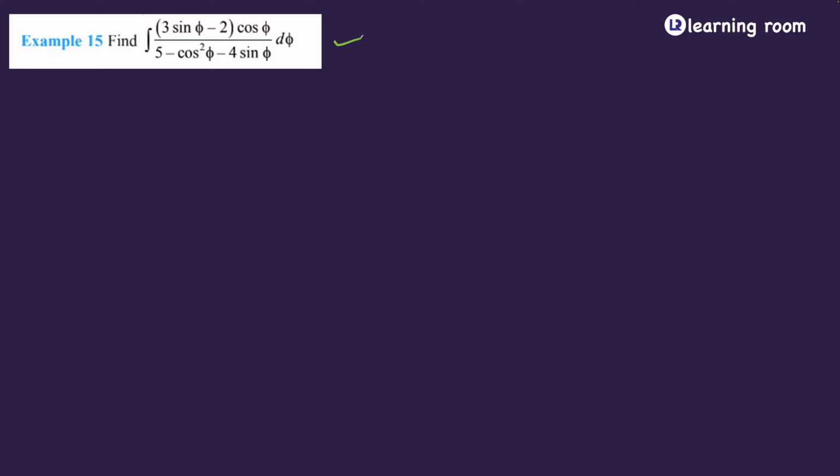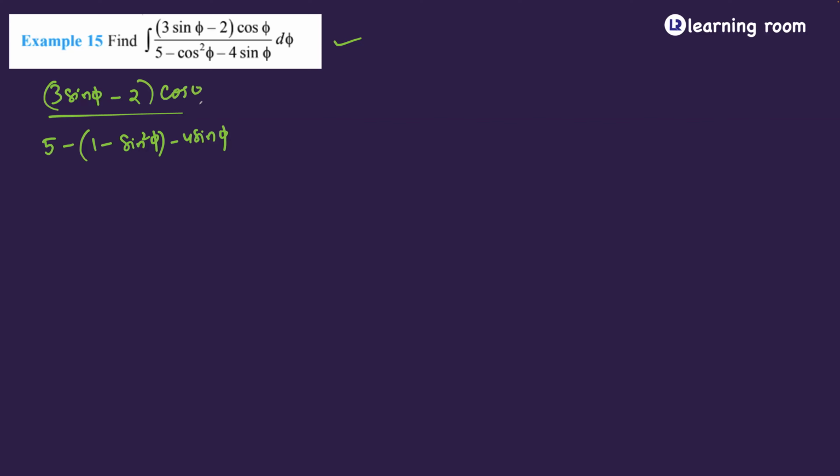One thing I'm able to understand is that since cos square is there, it is a quadratic polynomial, right? But here the functions are different. One is cos square, one is sin. So it is easier for me to convert this cos square phi to sin square phi. So what I will do is, in this (3 sin phi minus 2) divided by (5 minus cos square phi), I will write it as 1 minus sin square phi minus 4 sin phi. Makes sense? This whole is multiplied with cos phi.